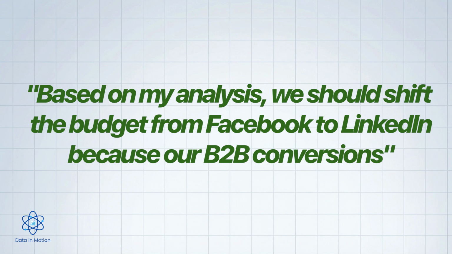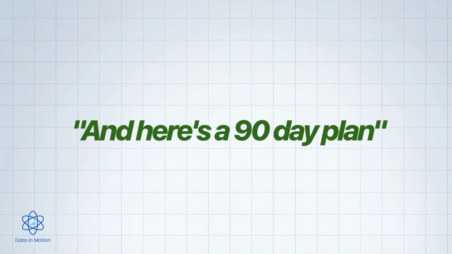They walk into meetings and say, based on my analysis, we should shift the budget from Facebook to LinkedIn because our B2B conversions are 3 times higher there. And here's a 90-day plan. That's influence and that is persuasion, and that is what gets you promoted. Your job isn't to inform, it's to convince. And when you can master that shift, you stop being just a report builder and you become a strategic partner. And a strategic partner gets paid.